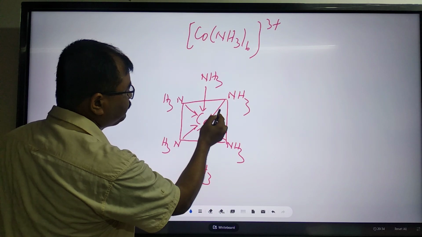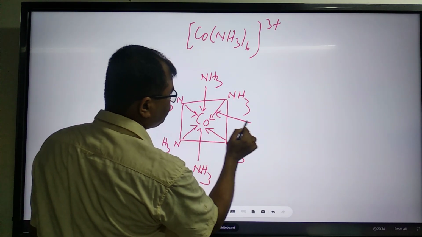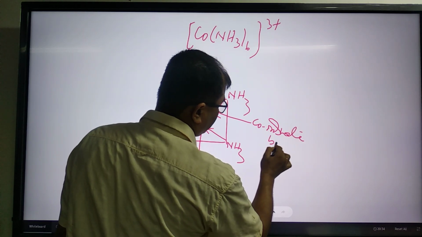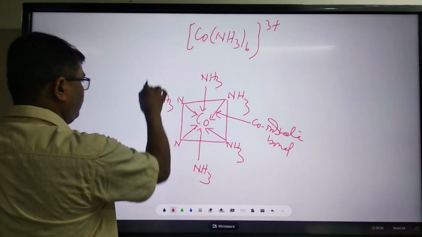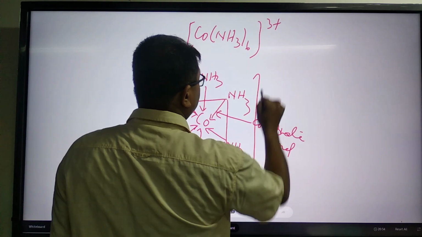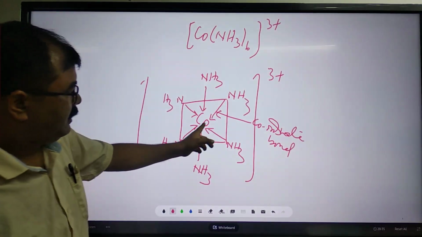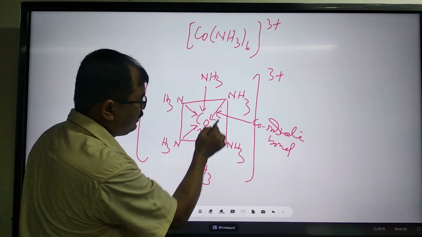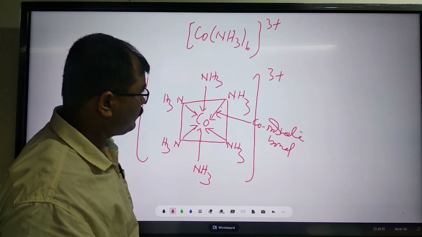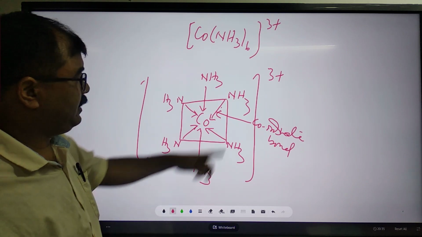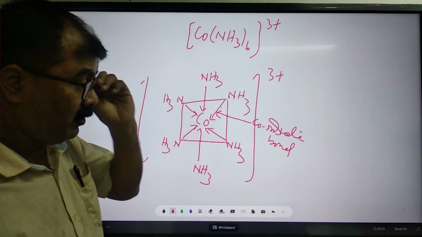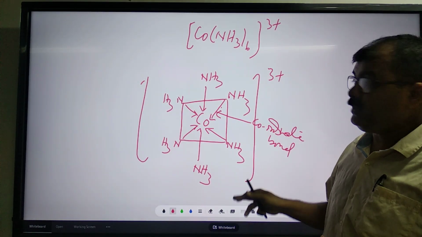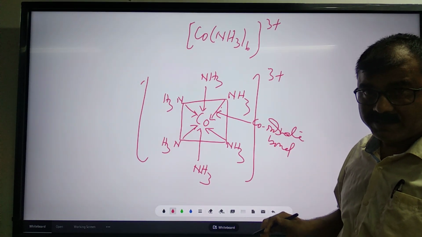All these bonds are coordinate bonds. This is the central metal, these are coordinate bonds, and these are ligands. This is the residual charge. So this is one coordination entity or complex entity. We say it is a complex.